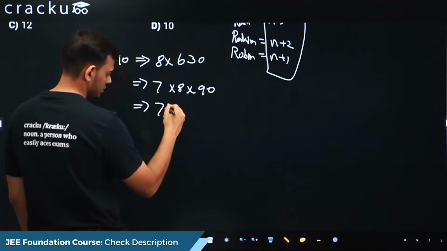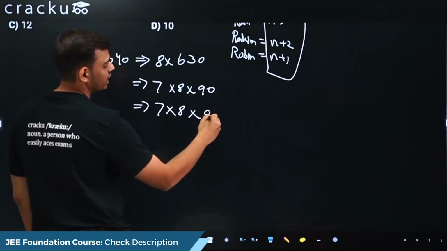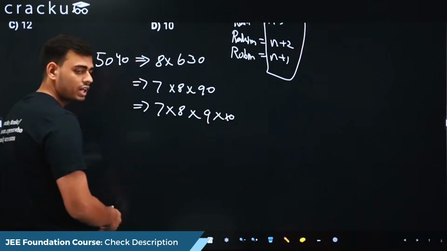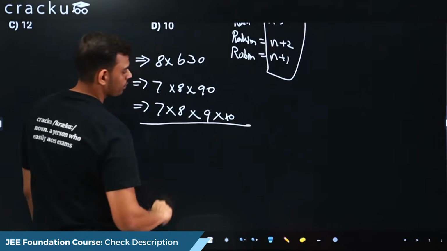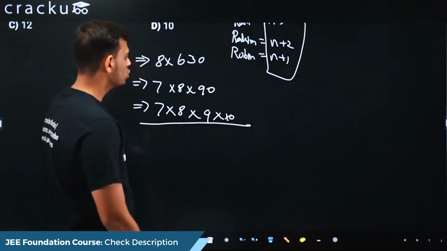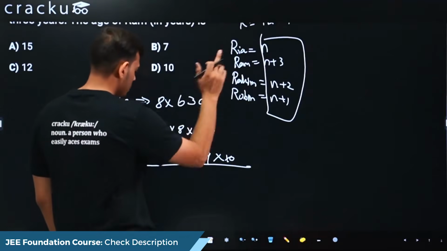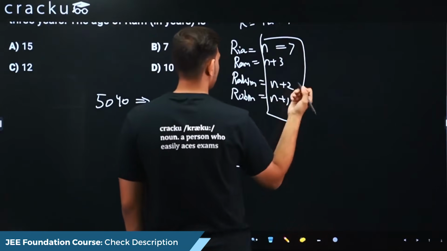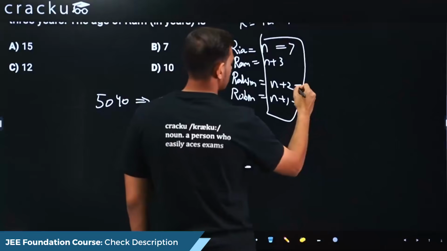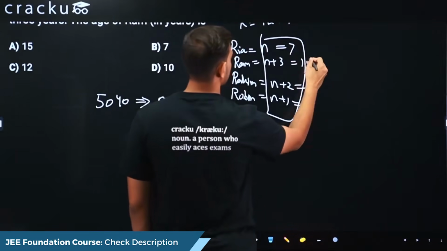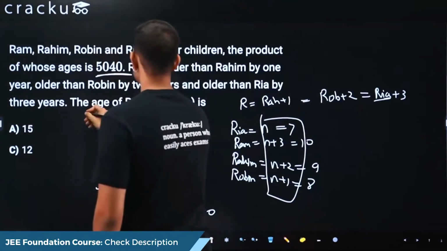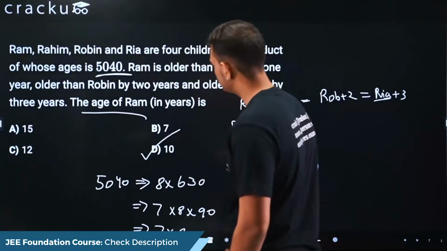We get the terms to be 7, 8, and 90 can be written as 9 and 10. We directly get four consecutive terms. So the ages: Ria will be the lowest, that is 7, then Robin 8, Rahim 9, and Ram 10. What are we asked? The age of Ram is 10. Option D.